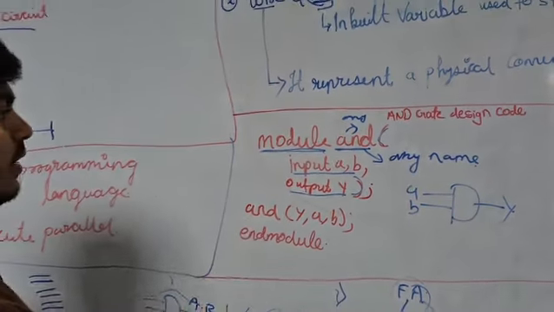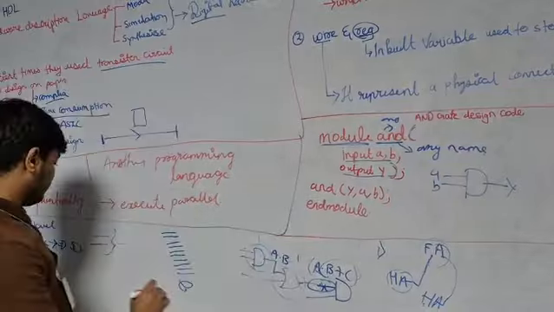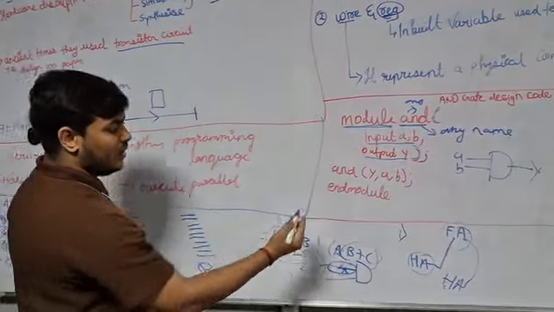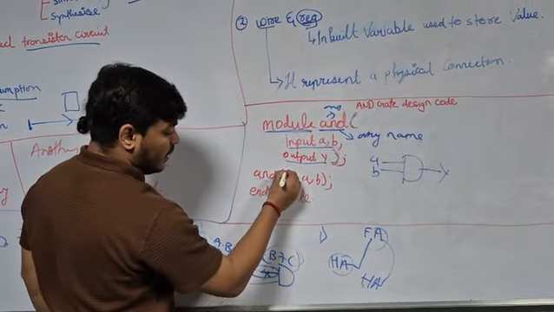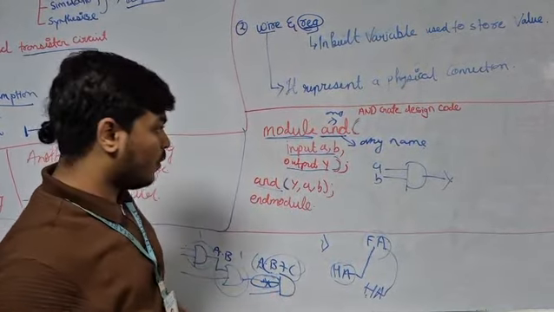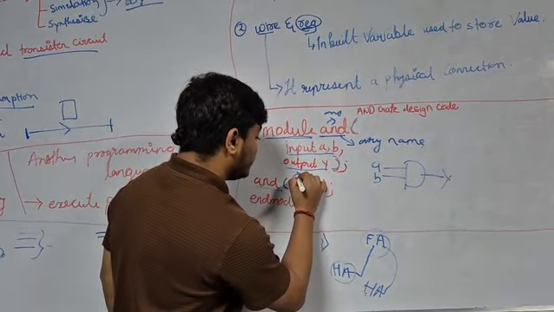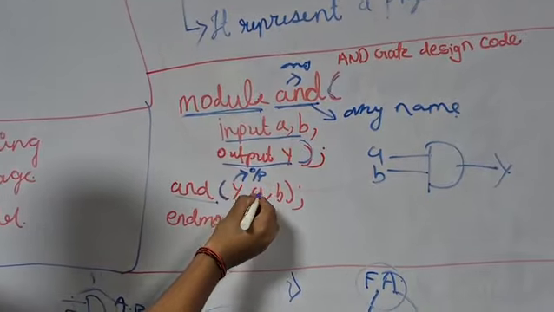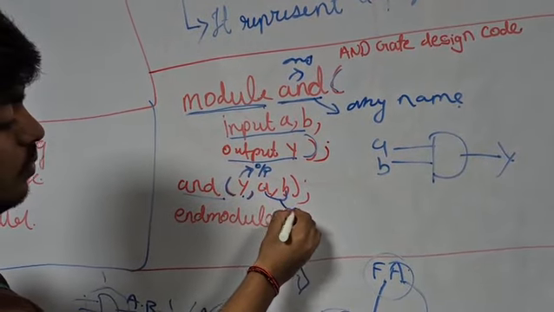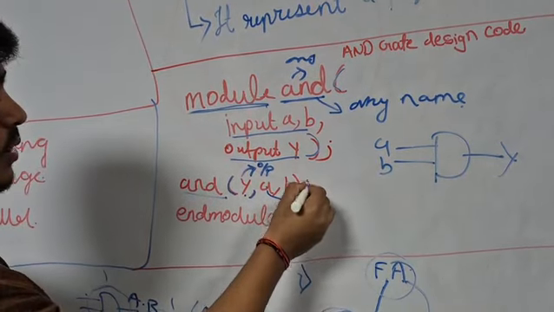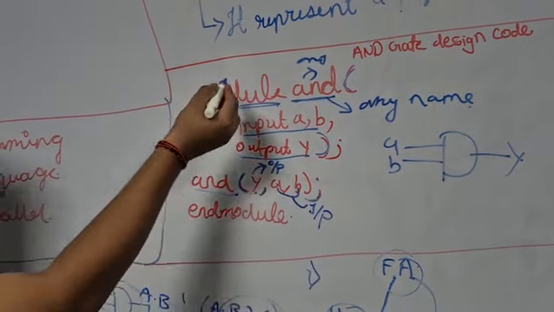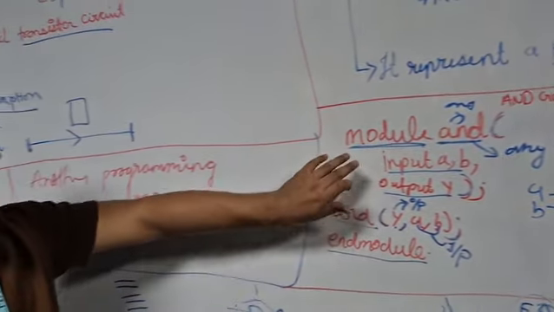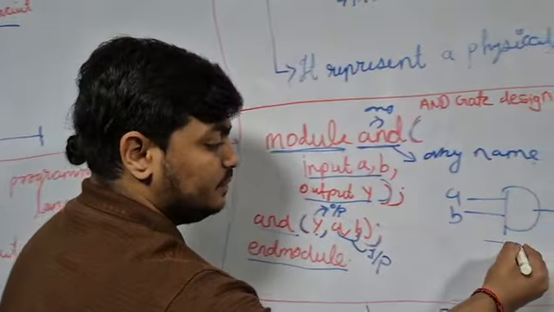Then we use the gate primitive. By this modeling, we design the AND gate. Simply write and, and in this you must first write the output. Y is our output, so I have written it first, and second, A and B are the two inputs. Then comma, semicolon. The module has been started, so we have to end it. Simply write endmodule. This is the simple code for an AND gate.